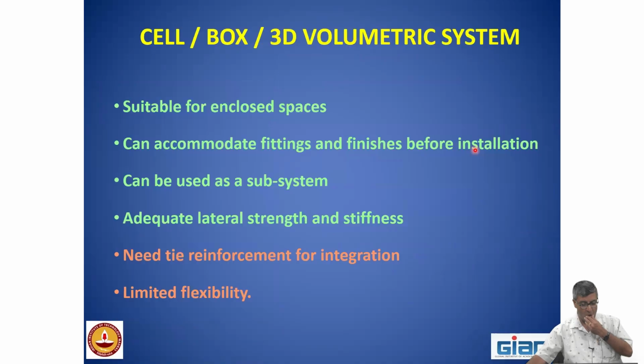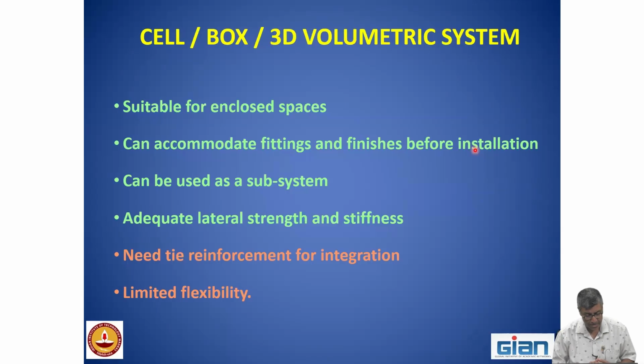Next comes the 3D volumetric system. This is suitable for enclosed spaces, and can accommodate fittings and finishes before installation. This is what was shown yesterday in a figure, where we are now using the term prefabricated construction. Prefabricated is one step ahead of precast. That means it is not just the concrete walls, you also have the washroom fixtures and the kitchen fixtures, and this is the way technology has advanced in countries like Singapore.